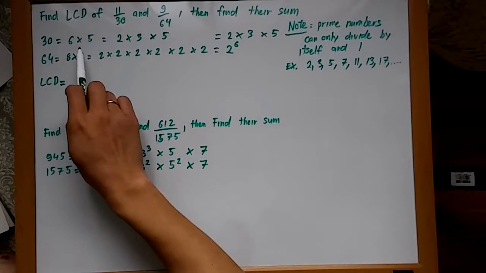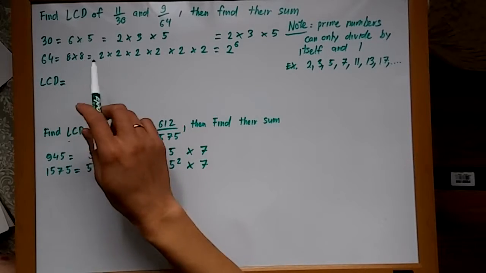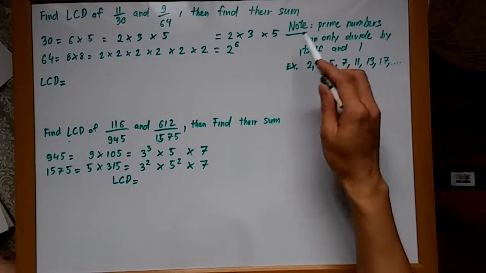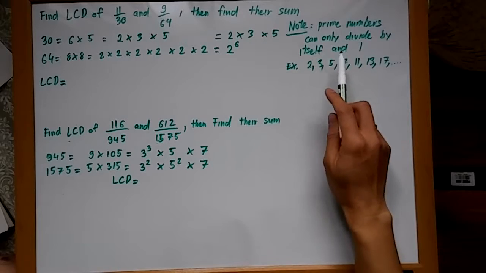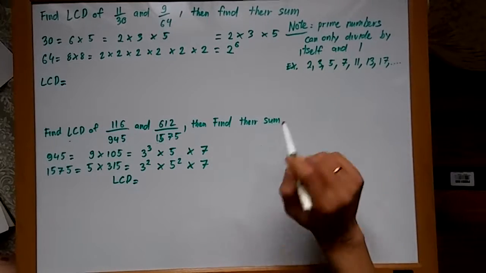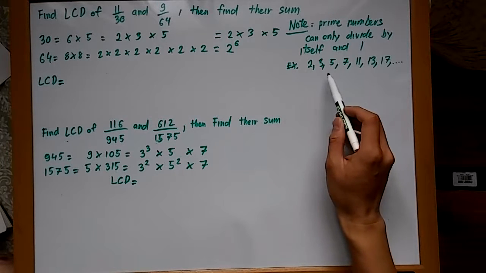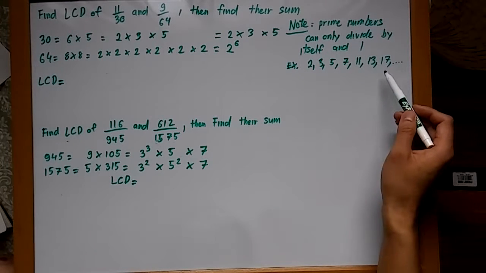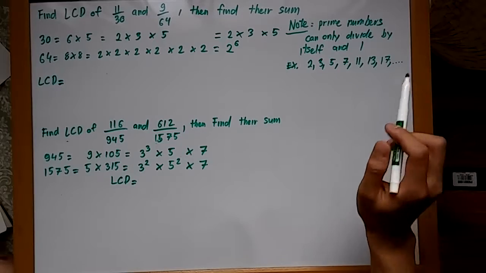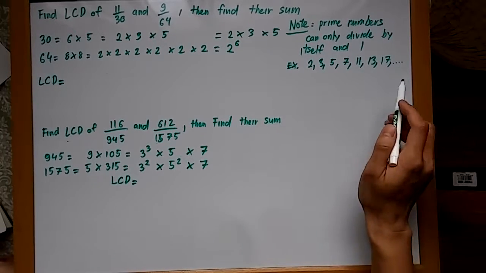first have to break them out into multiples of their prime numbers. So note here, prime numbers are numbers that can only divide by itself and 1. So generally, you will be using these prime numbers: 2, 3, 5, 7, 11, 13, 17. Anything bigger than this you normally would probably never use.